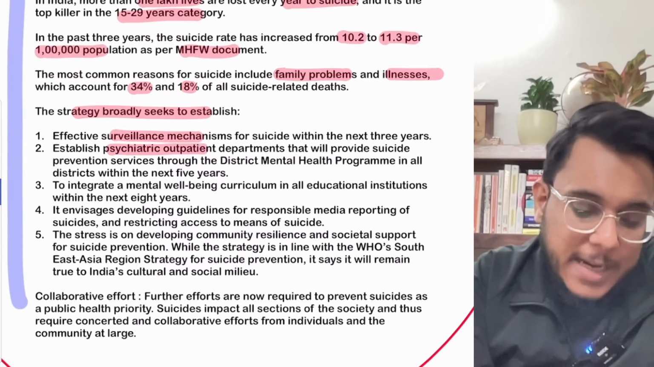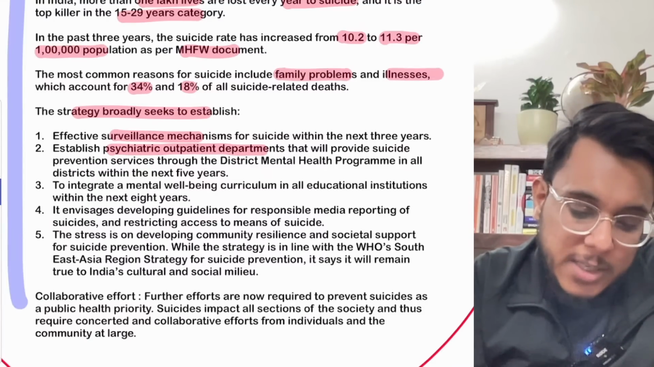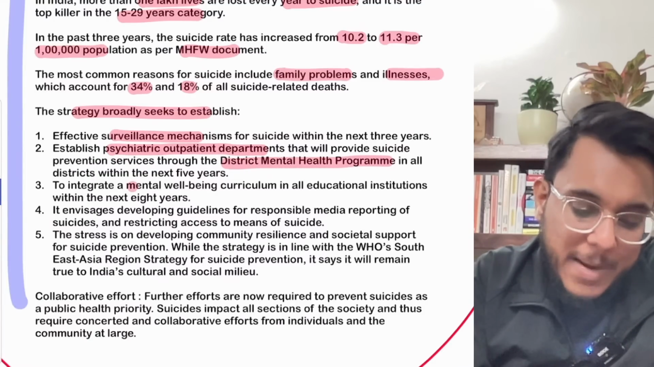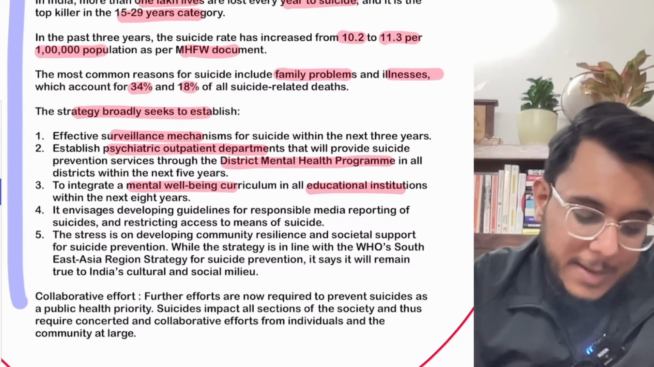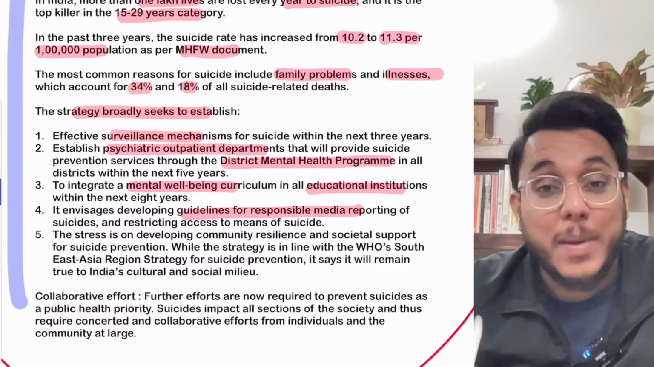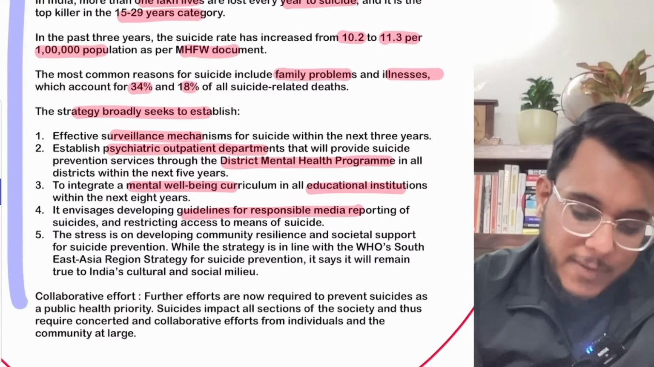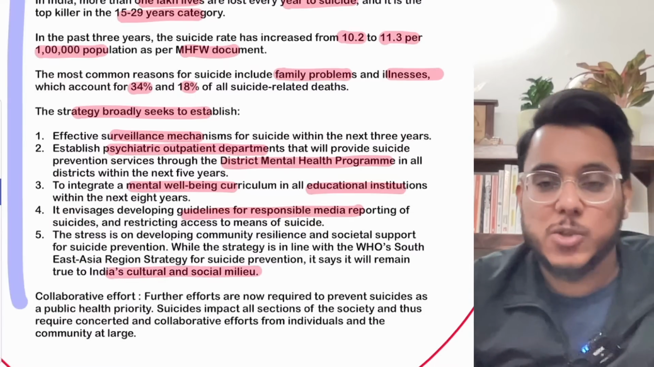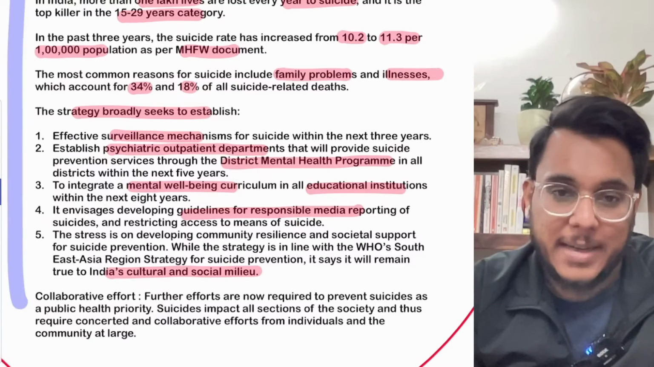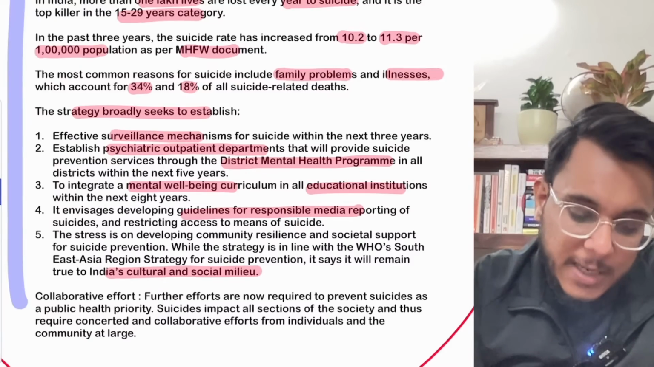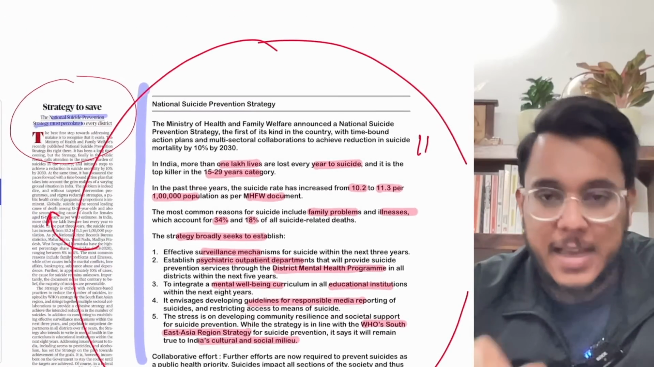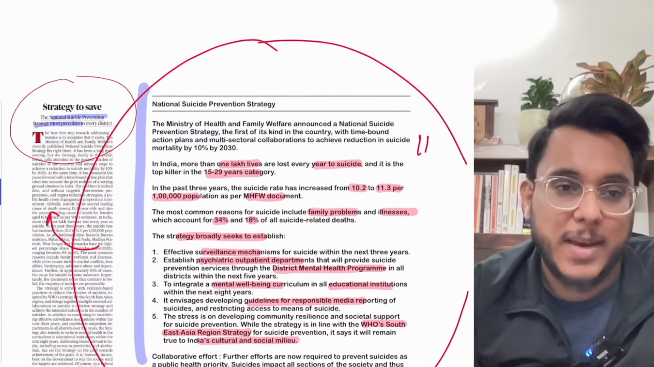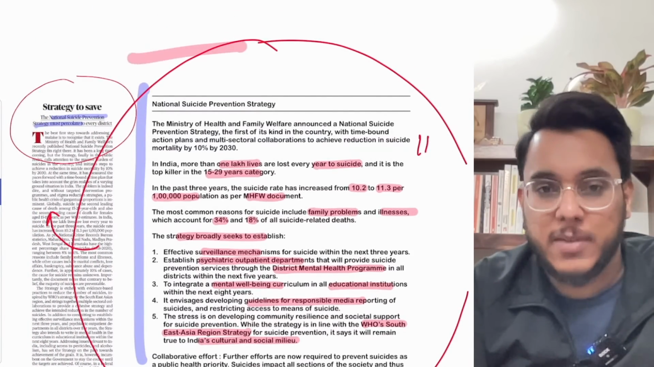psychiatric OPDs will be provided through the district mental health programs. Okay, mental well-being will be added into the educational institutions' curriculum. Then there will be guidelines for the media on how media needs to report suicide cases. After that, it is provided that India's cultural and social realities will also be kept in mind. This particular policy is in line with the WHO's Southeast Asia regional strategy, but still India's policies and India's ground conditions will also be kept in mind. So this is the National Suicide Prevention Strategy.